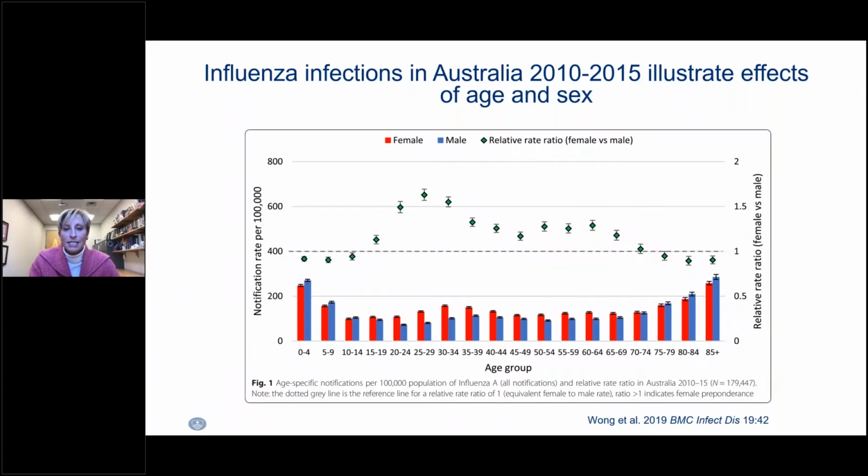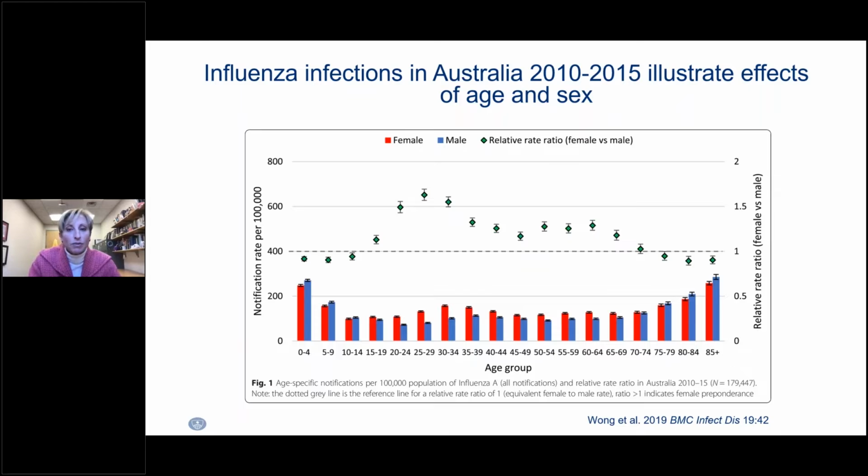And so that's what's here on the y-axis. On the x-axis are ages ranging from very young to very old. And then on our secondary y-axis, we have the relative ratio of females relative to males being hospitalized with influenza. And on this secondary Y, a 1 indicates no difference between males and females.